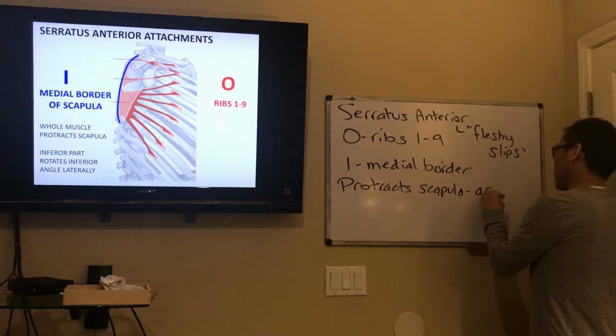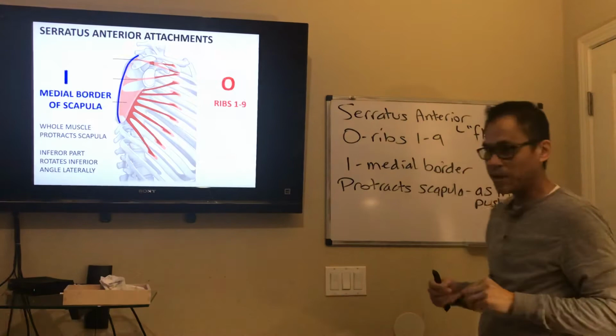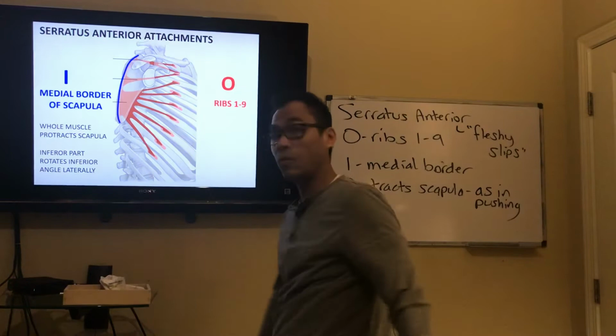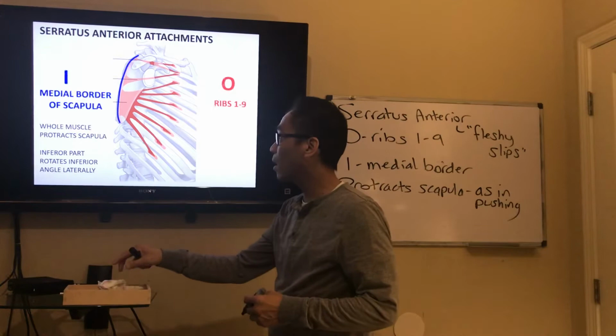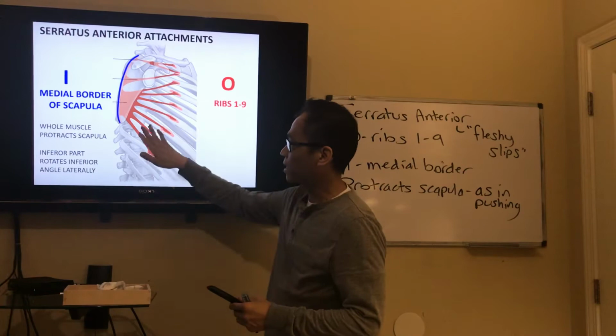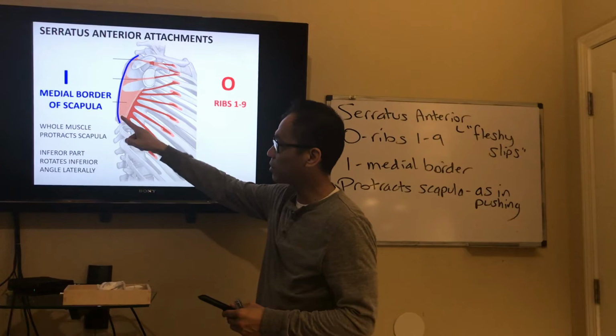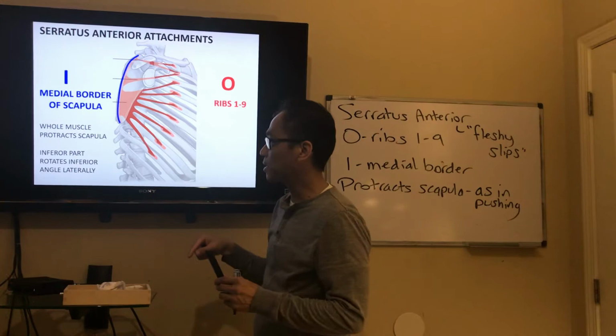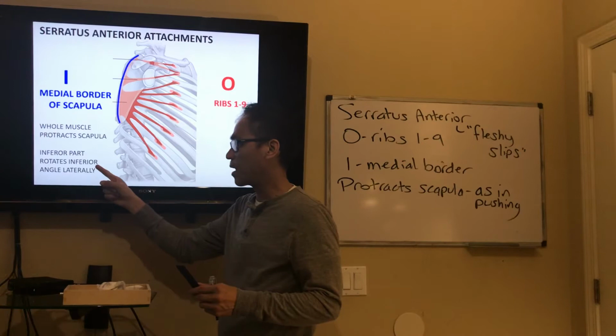As in pushing. Sometimes they call serratus anterior the boxer's muscle, because when you go for the knockout punch, you know, you extend all the way forward, serratus anterior. But also, sometimes you can just use, for example, the inferior part. If just the inferior part contracts, imagine just pulling this inferior angle. So along with trapezius, this inferior part of serratus also rotates that inferior angle laterally when you fully reach up like that.